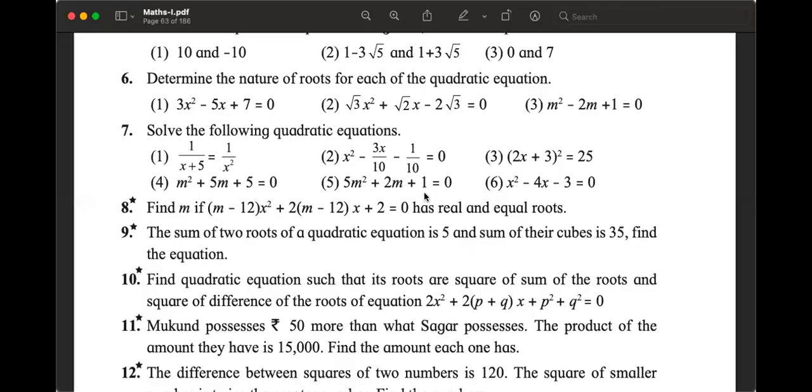I want your attention to problem set 2, question number 7, part 5. Question number 7 says, solve the following quadratic equations. And the answer that is given at the end of the textbook says roots are not real.